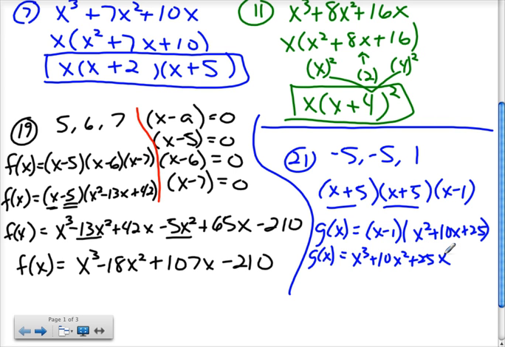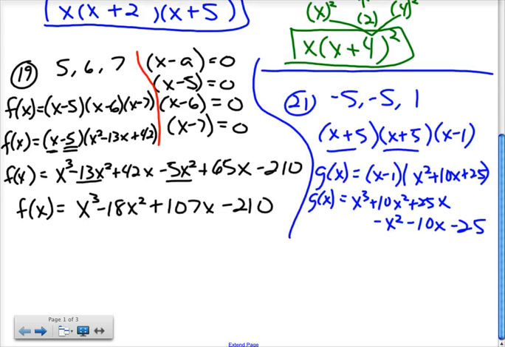Then we will go ahead and distribute the x and get x cubed plus 10x squared plus 25x. And then we'll subtract, because we have a -1 times x squared, a negative x squared minus 10x minus 25. Now it just so happened I kind of ran out of room as I was going through this one, but you can see that it's advantageous because now my squareds are lined up, my x to the firsts are lined up, so I'll have x to the third plus 9x squared plus 15x minus 25, and that will take care of number 21.